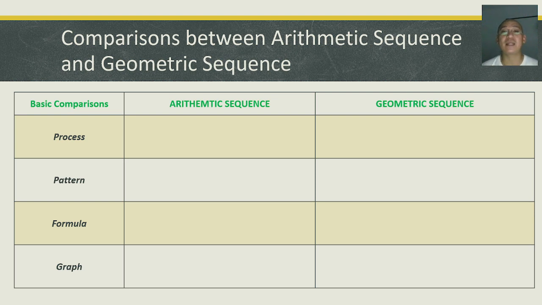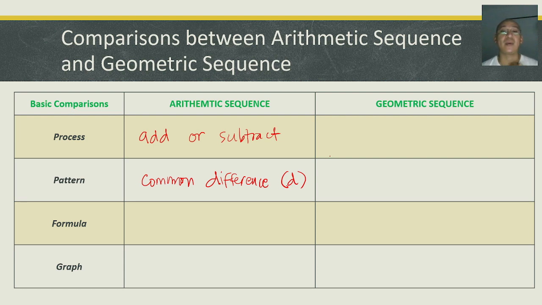The process of getting the next term of the given sequence is to have its constant number. In arithmetic sequence, we add or subtract a constant number. And that constant number is what we call the common difference. And we denote this as D for its symbol.